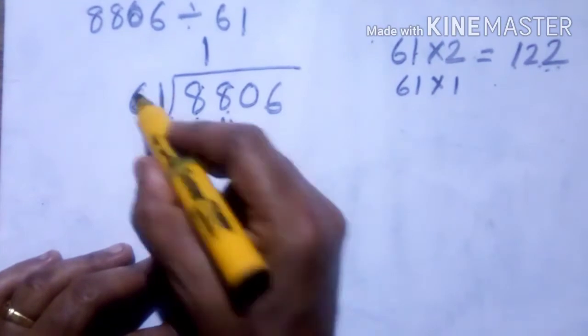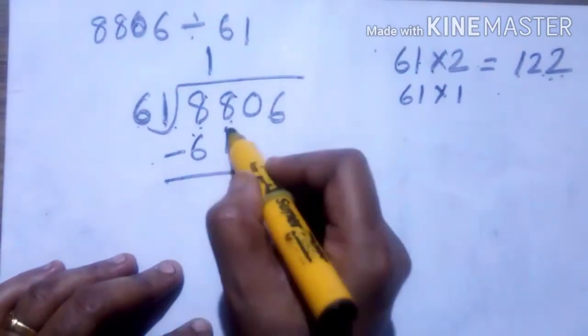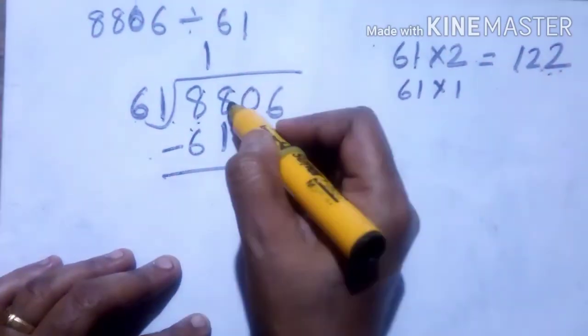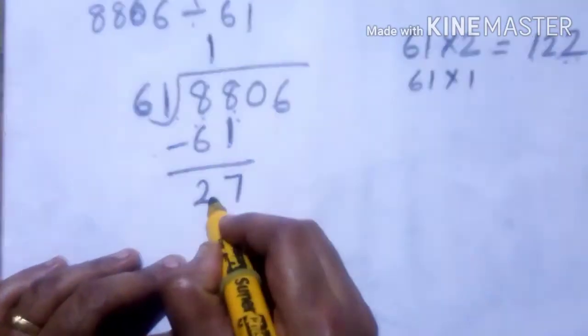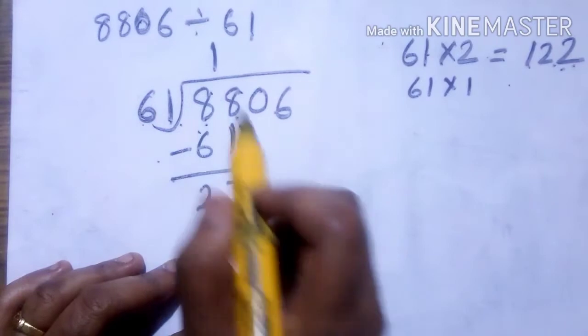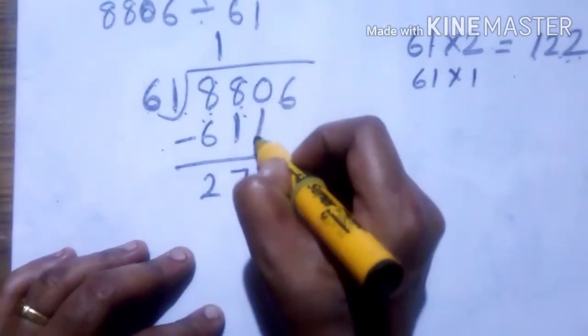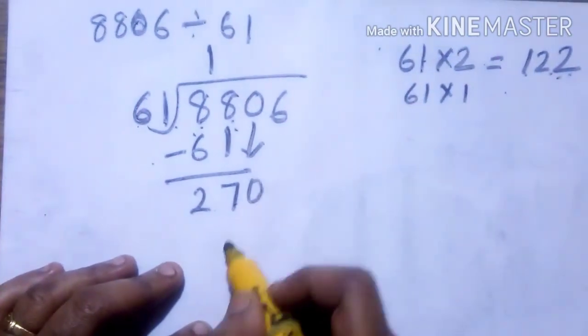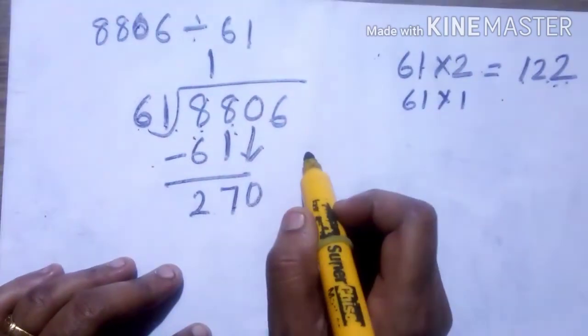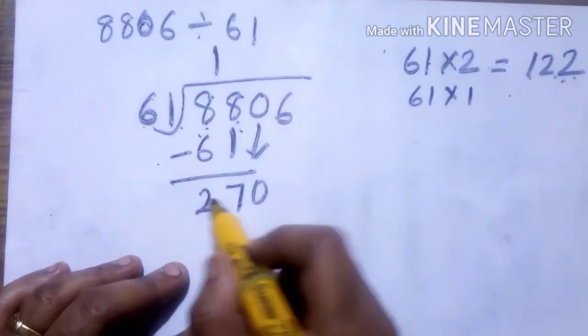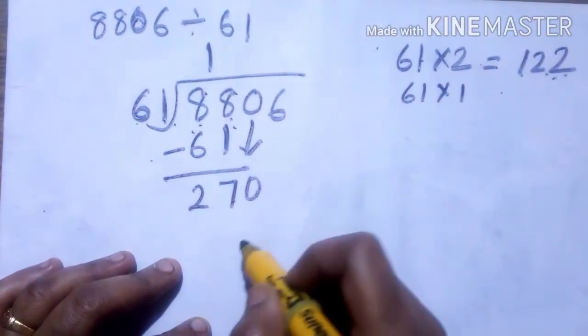Write it after multiplying, then subtract. 8 minus 1 is 7, 8 minus 6 is 2. Now we got 27, which is less than 61. Now you have to bring down 0. Now it becomes 270. Now you have to check 61 into which number will be 270 or less than 270.